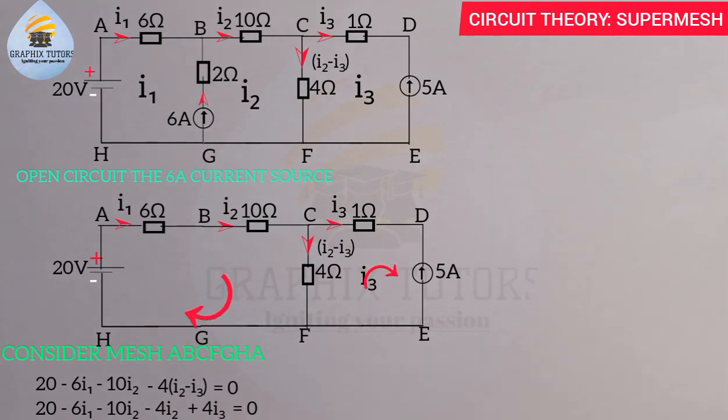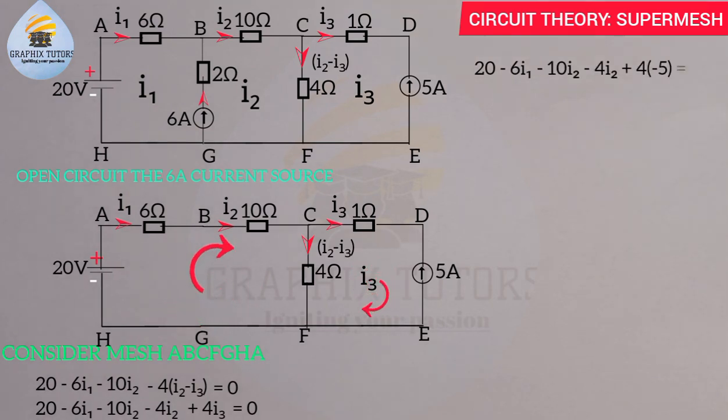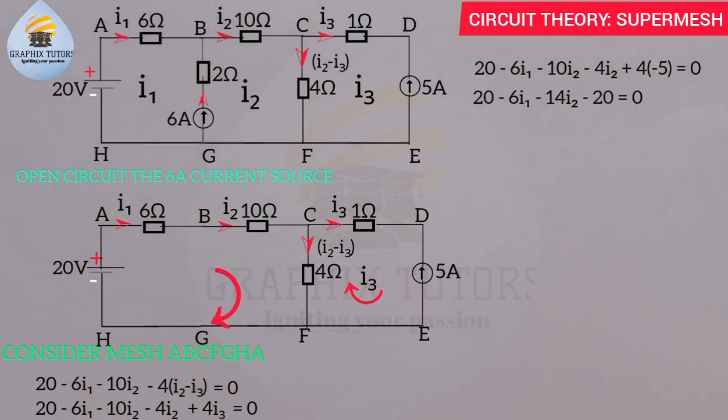Is that okay now? Now when I put in my value here, I'll be having 20 minus 6I1 minus 10I2, minus 4I2 give us minus 14I2. And the 4 times minus 5 will give us minus 20. This is what we have here, right? Now, the 20 will cancel out the minus 20, we're left with minus 6I1 minus 14I2 equals to 0. And if I take it to the other side, it's still same as saying 6I1 plus 14I2 equals to 0. That is my equation 1, right?